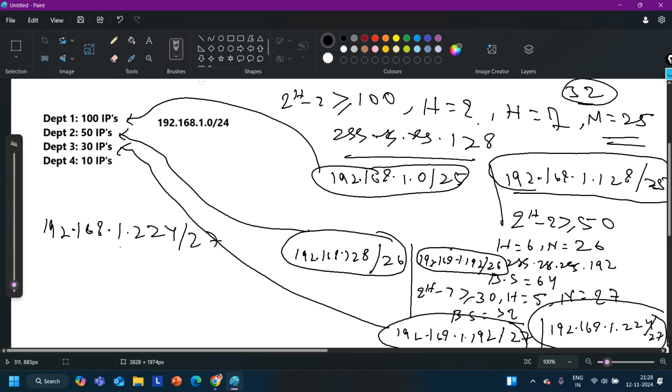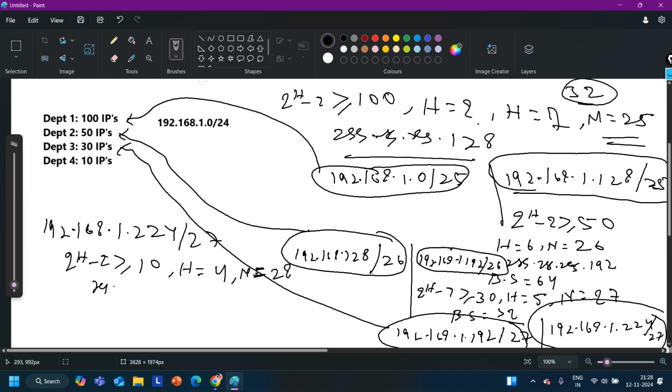192.168.1.224/27 is my main subnet. Here 30 IP addresses are there, but I need only 10. So for 10, h should be not 6, but 4. N will be 32 minus 4, which is 28.